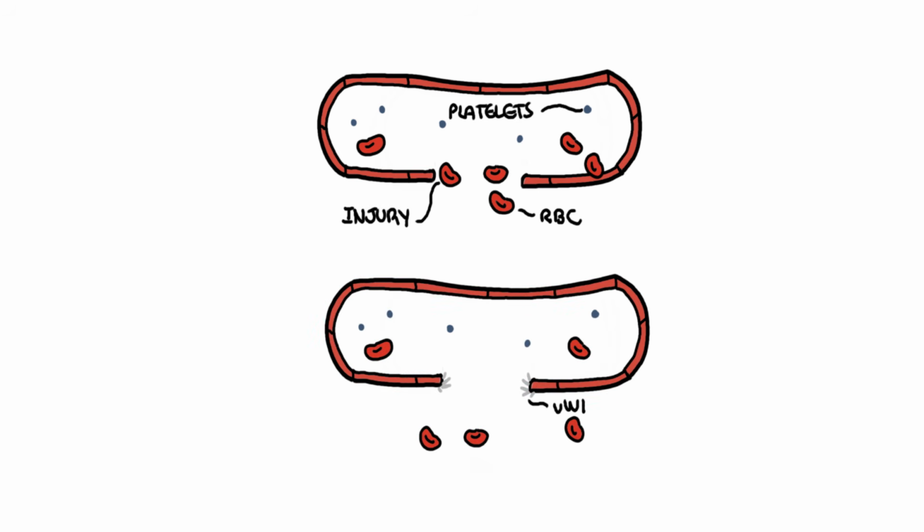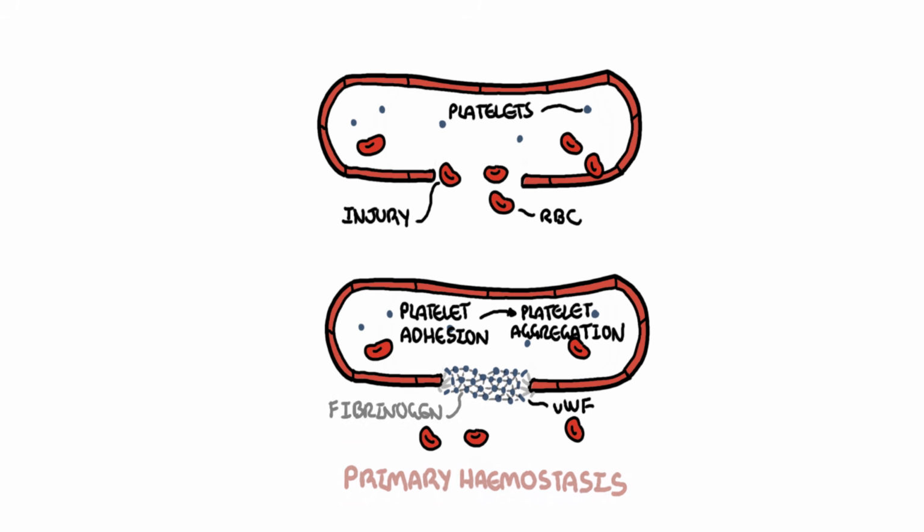The body is able to repair injured vessels and stop bleeding through a mechanism called hemostasis. When an injury occurs, von Willebrand factors are exposed, triggering platelet adhesion and aggregation. This is primary hemostasis, where a platelet plug is formed.